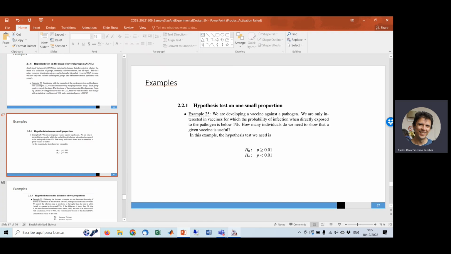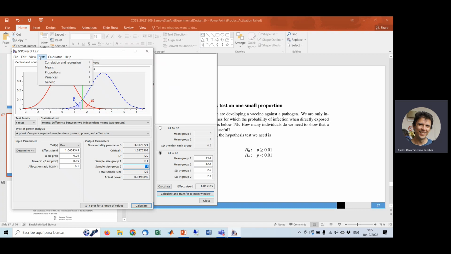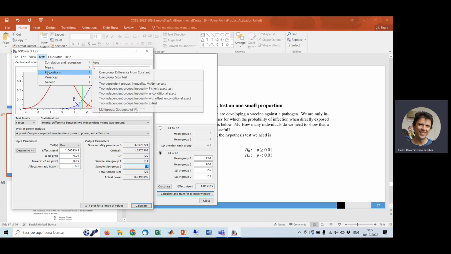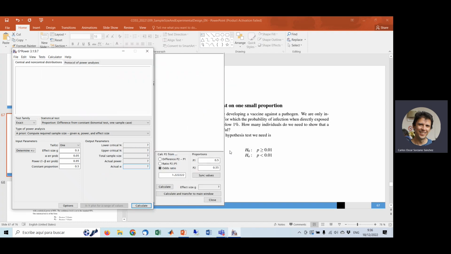So now your problem is not a problem about means. It is a problem about proportions. Okay, and do you have two groups or one group? No, we have only one group. So we have one group difference from constant. Okay, so we have a difference from this 1%.